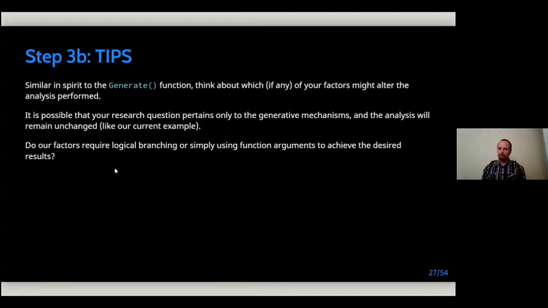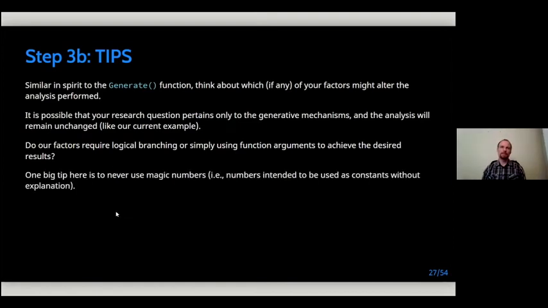So again, if there were factors, you'd be asking yourself, do I need to be using logical branching to run different separate parts of the code or different analyses depending on the current condition you're simulating data for? Or can that be accomplished just by changing or passing one of these condition values as a new argument to an existing function?